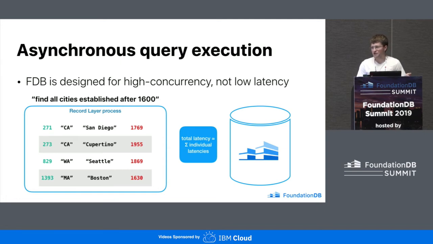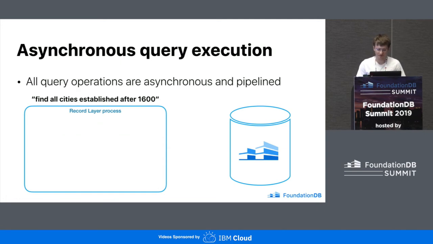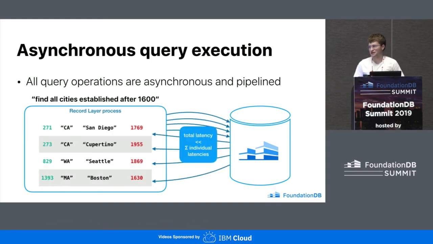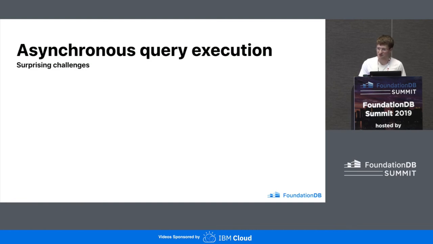So the way the Record Layer gets around this is that all the query operations are asynchronous and pipelined. We get the list of primary keys from the record, and then we issue a whole bunch of requests all to the FoundationDB server at once. They can come back in any order, and we'll start serving them as soon as they arrive on the client. In this model, the total latency can be much less than the sum of the individual latencies. But again, it looks simple in the diagram, but there are some surprising challenges you hit.